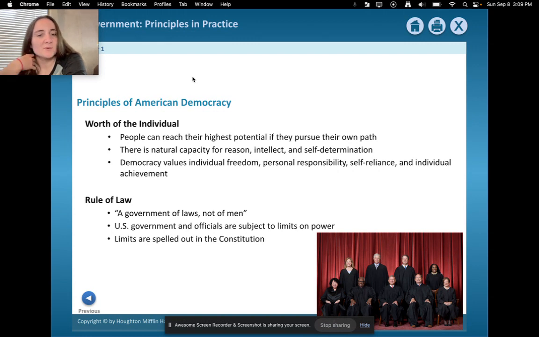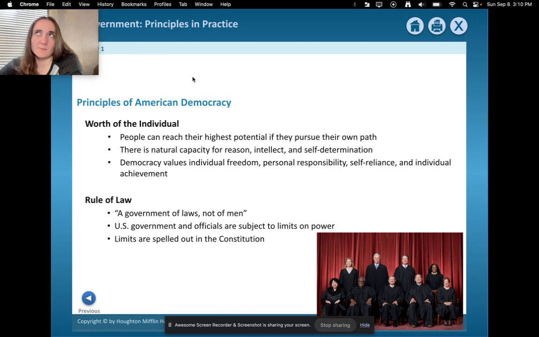So that's where people can reach their highest potential if they pursue their own path. There's natural capacity for reason, intellect, and self determination, and democracy values individual freedom, personal responsibility, self reliance, and individual achievement. There's also the rule of law, which is a government of laws, not of men. So the US government and officials are subject to limits on power. So that's why we have checks and balances.